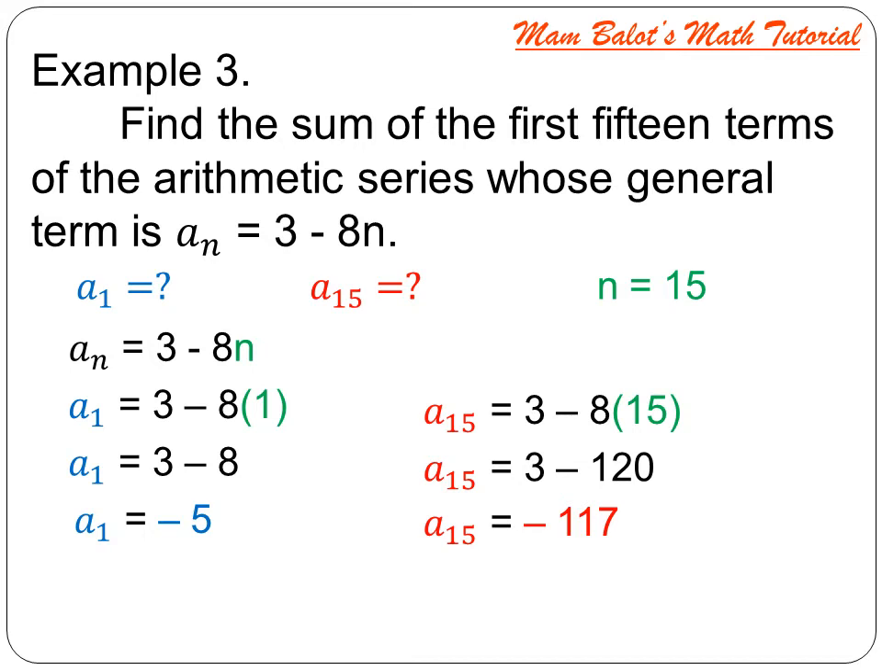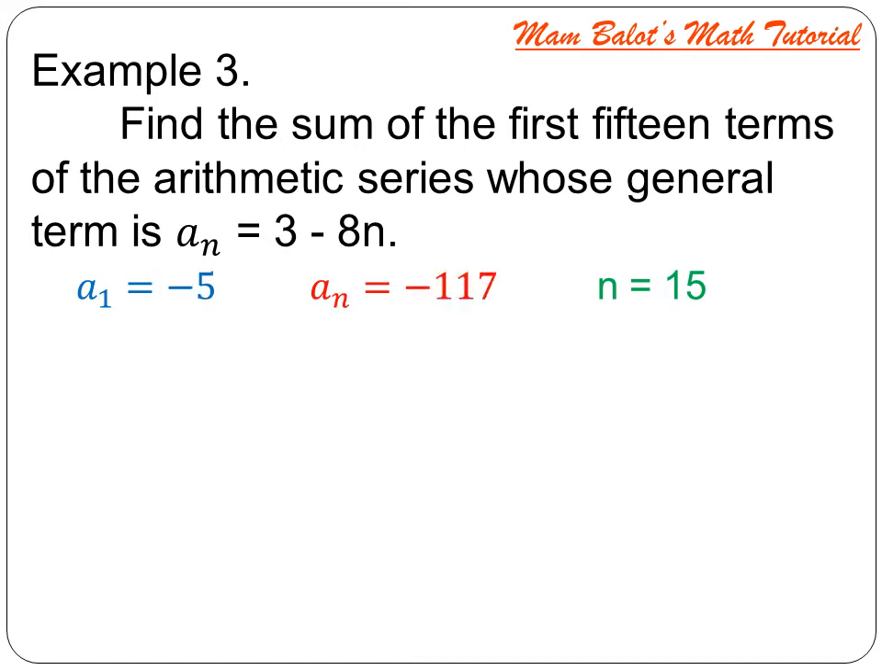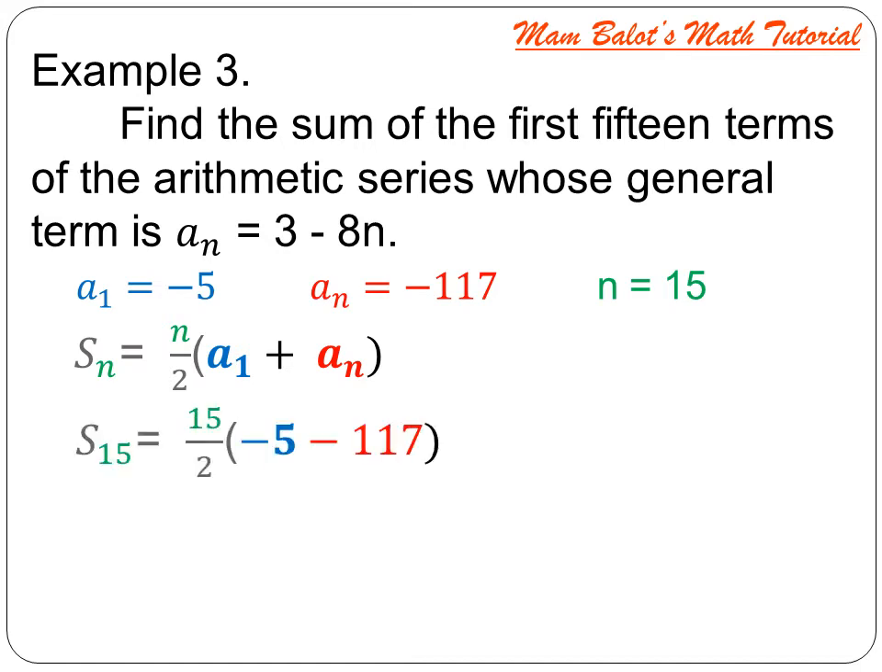So we are now ready to find the sum of those 15 terms by using the formula of the sum of the arithmetic series. So we have S sub n is equal to n over 2 times a sub 1 plus a sub n. So substituting to the variables, we have now S sub 15 is equal to 15 over 2 times negative 5 minus 117. So adding up negative 5 and negative 117, we have negative 122.